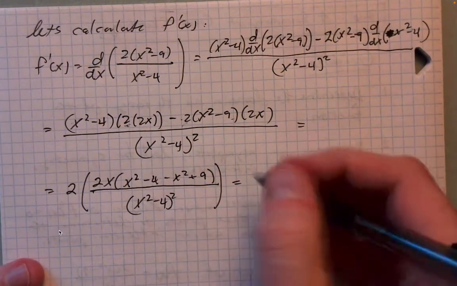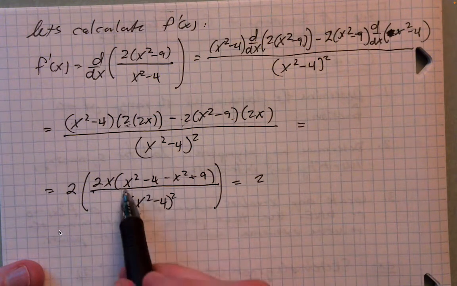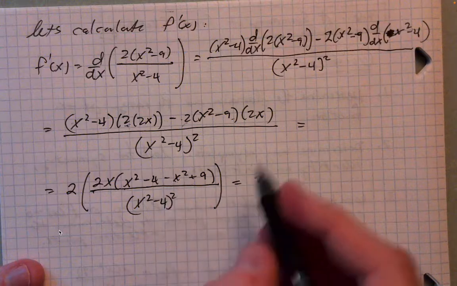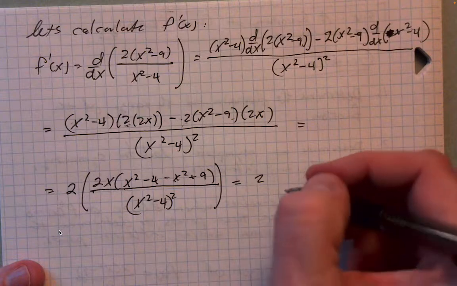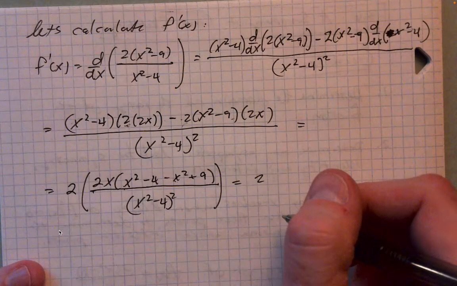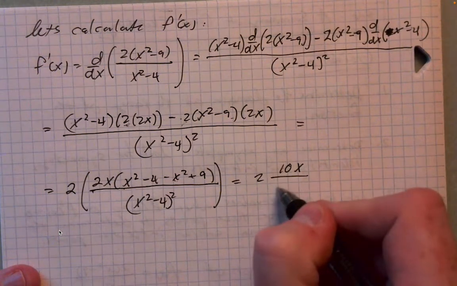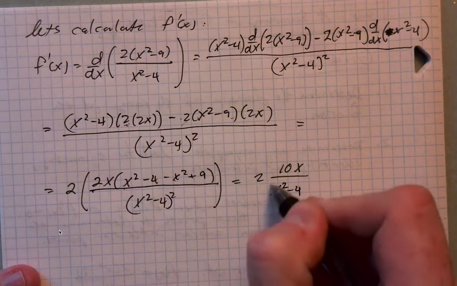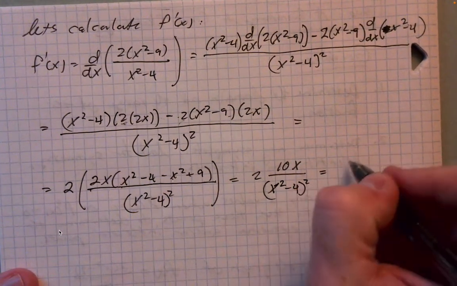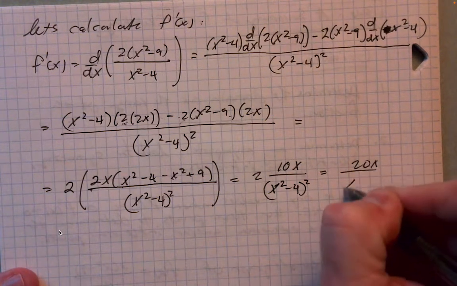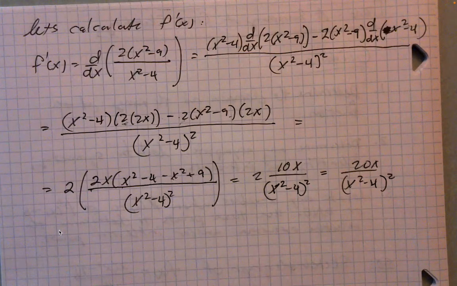And then of course you can combine a bunch of stuff here. So the x squareds disappear, right? They drop out, and I think altogether you're going to have 2. Yeah. So altogether I think you're going to get, let's see, 10x, and then in the bottom you'll have x squared minus 4 quantity squared. Okay, and then we'll go ahead and push that 2 through, so it's actually 20x.